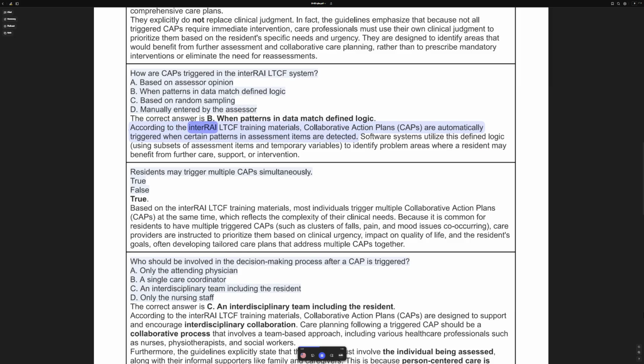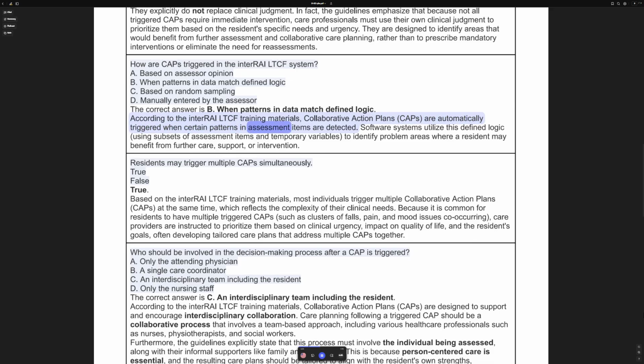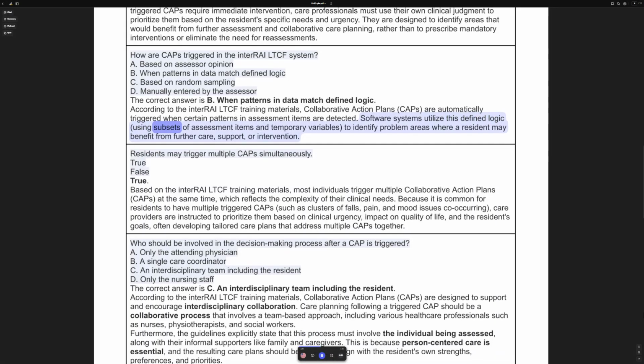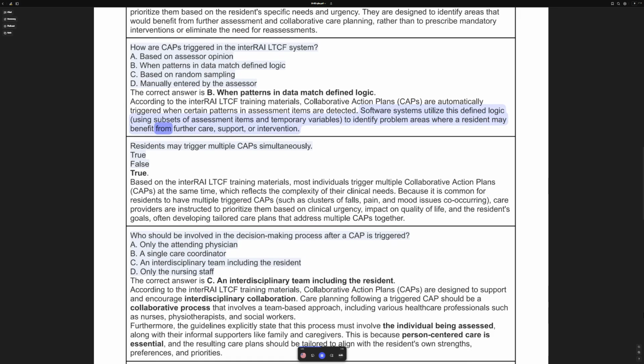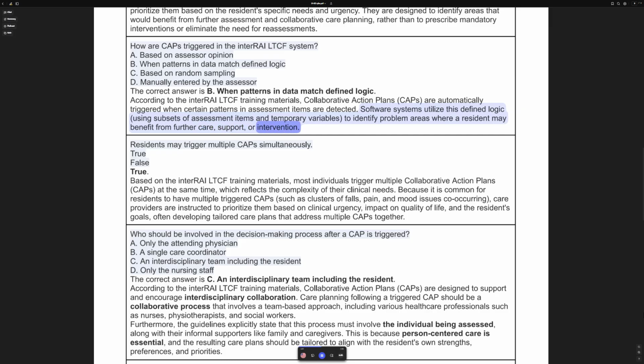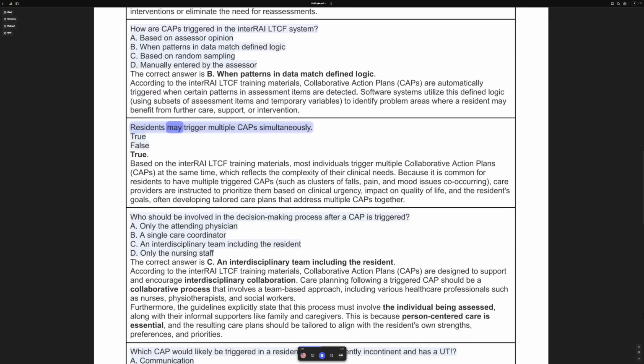According to the interRAI LTCF training materials, collaborative action plans, CAPs, are automatically triggered when certain patterns in assessment items are detected. Software systems utilize this defined logic, using subsets of assessment items and temporary variables, to identify problem areas where a resident may benefit from further care, support, or intervention. Residents may trigger multiple CAPs simultaneously.